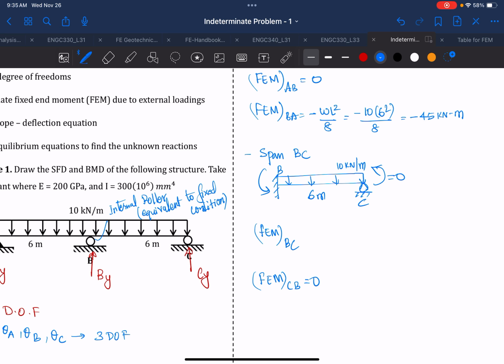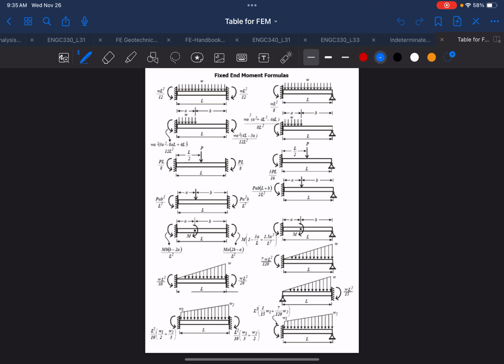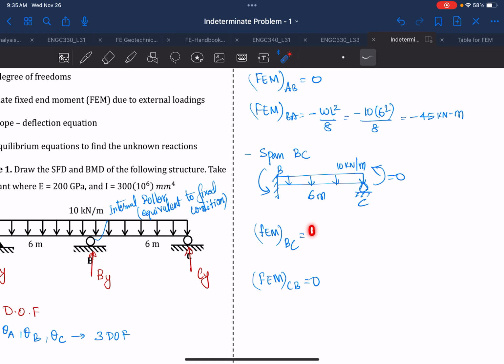What about the fixed end moment at BC? Because you can see from here that this value is wL squared over 8, and it is counterclockwise. And if it is counterclockwise, then that means it'll be positive, and that will be 45 kilonewton meter.